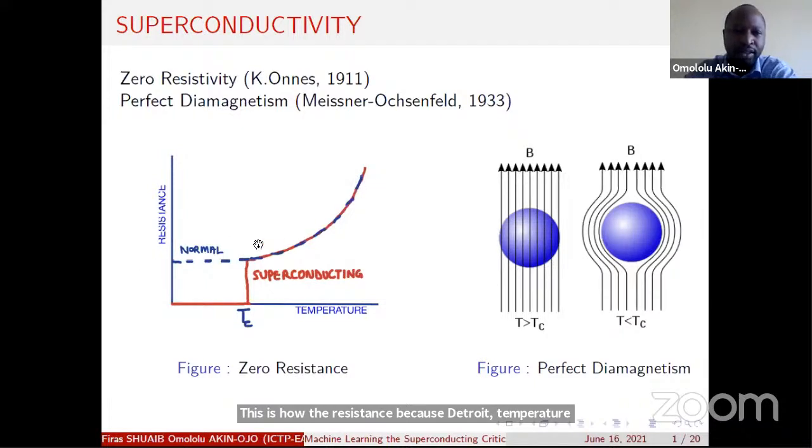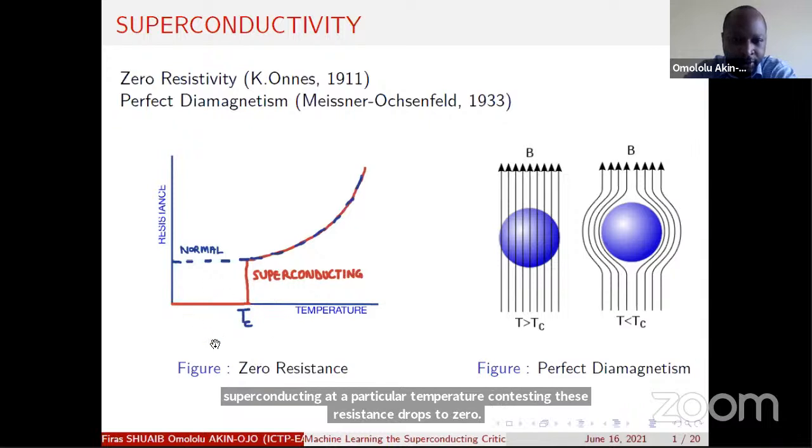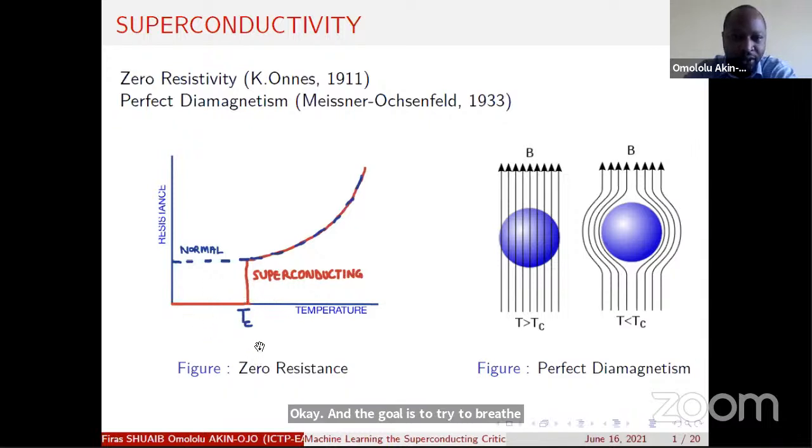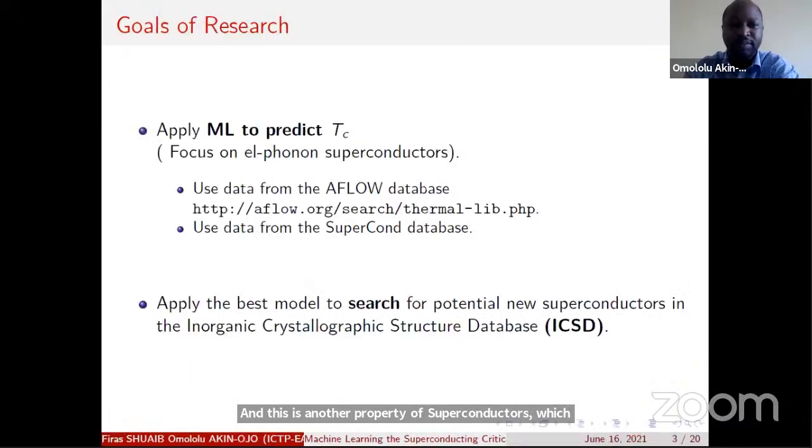But if it's superconducting at a particular temperature called Tc, the resistance drops to zero, okay? And the goal is to try to predict what is the value of Tc. Different materials have different values of Tc, and it's not easy to know exactly what the value of Tc is. This is another property of superconductors, which is perfect diamagnetism, which I won't talk about now. We can talk about it later.